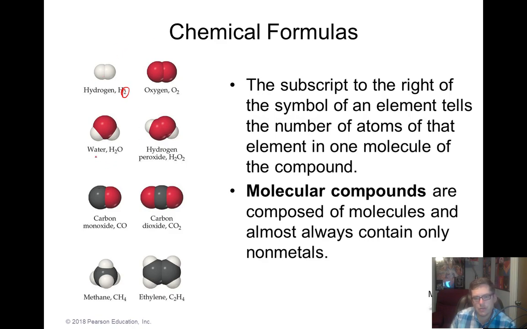This guy down here is water. Notice that we've got a 2. This tells us that there are 2 hydrogens, so here's 1 hydrogen, here's the other hydrogen, and then this guy right here is an oxygen, right? Hydrogen peroxide, guess how many hydrogens there are? You got it, there are 2 hydrogens and 2 oxygens right here, yep.